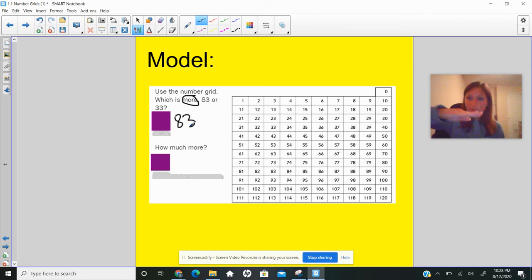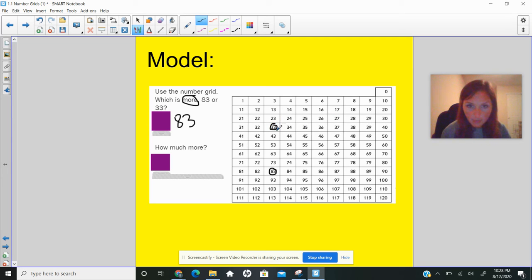I'm finding the difference, right? Subtract. So it's just like what I just did, right? I want you to kind of talk it out with me as I go. So I find my numbers, 83, right? And 33 this time.